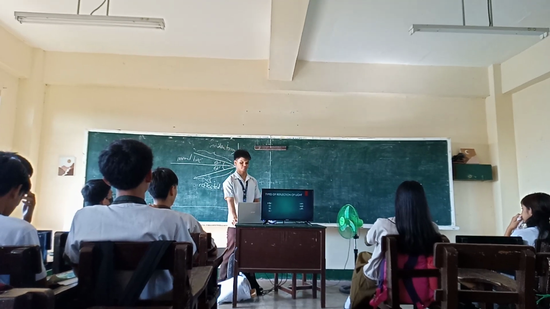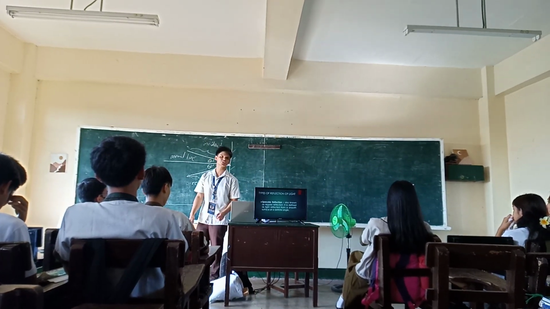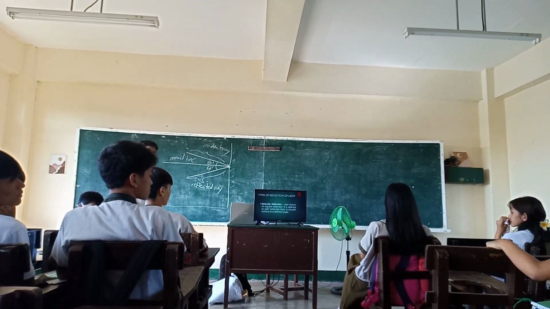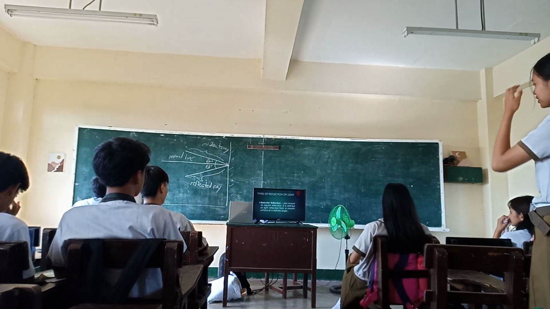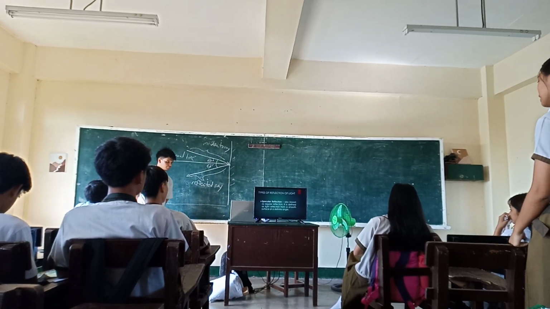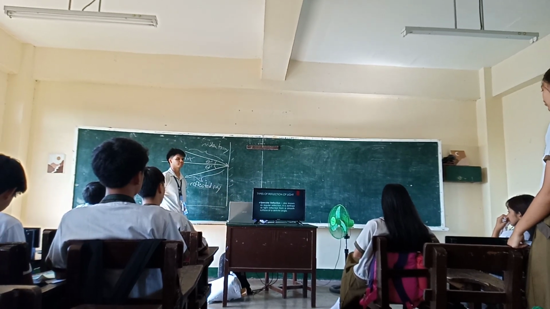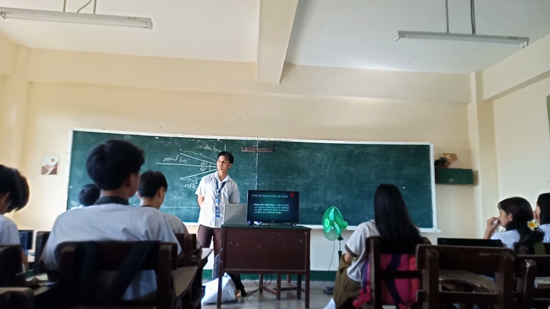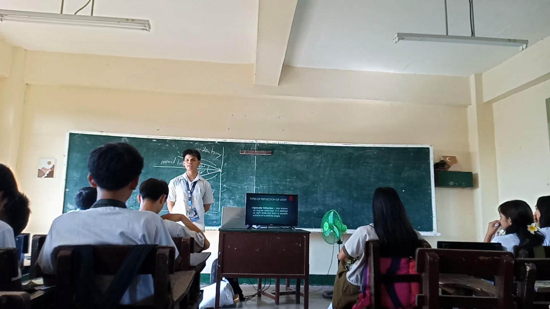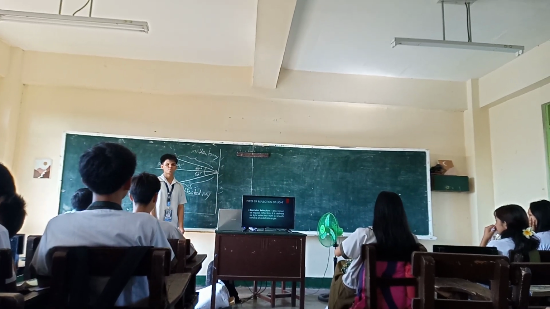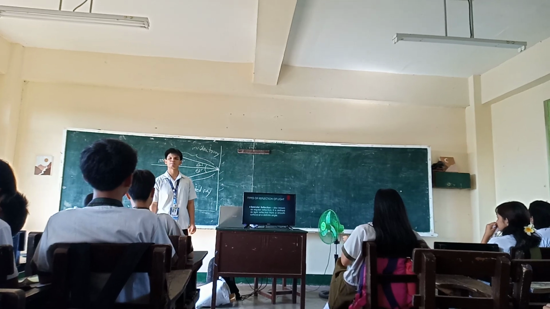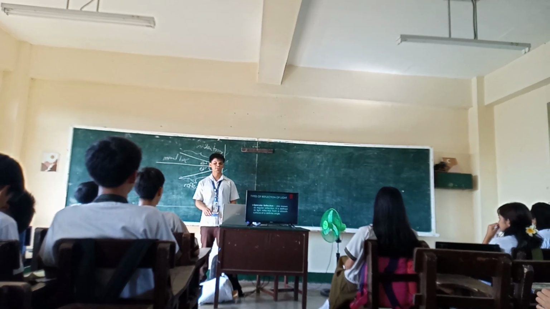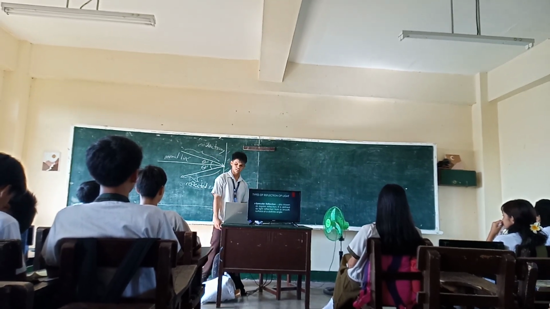Types of reflection. There are two types of reflection. Who wants to read the first one? Anyone? Yes? Specular reflection, also known as regular reflection, is defined as light reflected from a smooth surface at a definite angle. Thank you. Specular reflection is formed when a light ray is reflected by a smooth surface, and specular reflection creates definite angles.